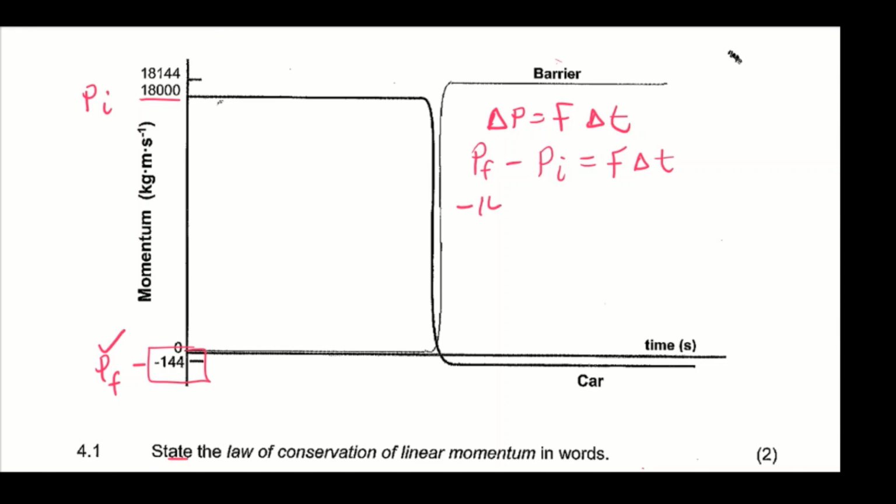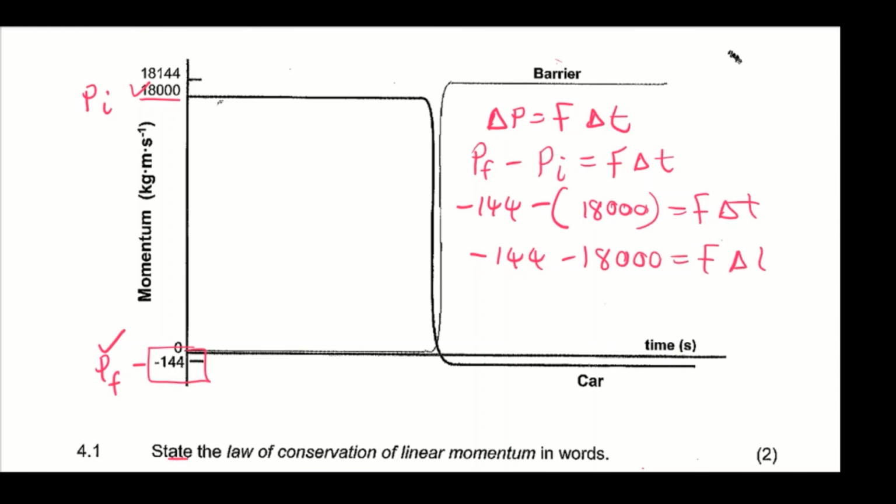So it's minus 144 minus the initial momentum. It's this one here, which is 18,000, and that equals F times delta T, right? So it's going to be minus 144 minus 18,000 equals F times delta T. And then we're just going to add these two here. So we're going to have F delta T equals minus 18,444 Newton per second, right?